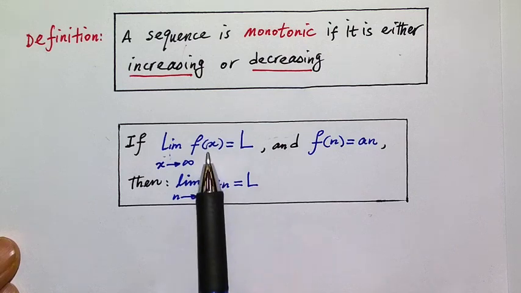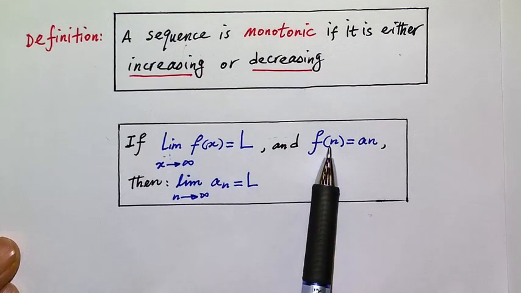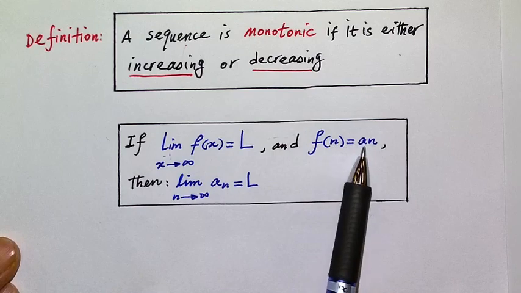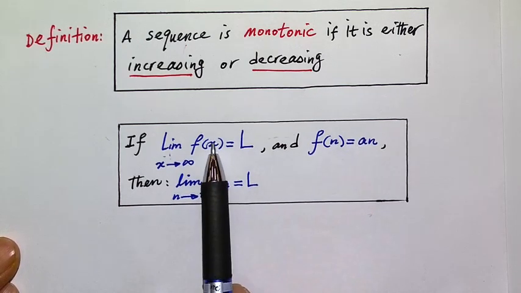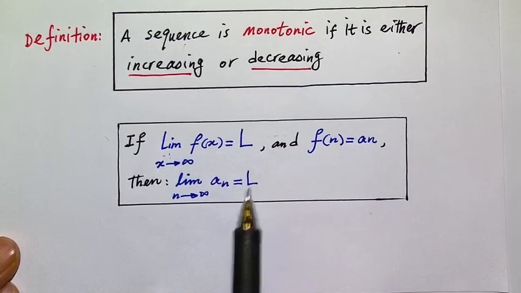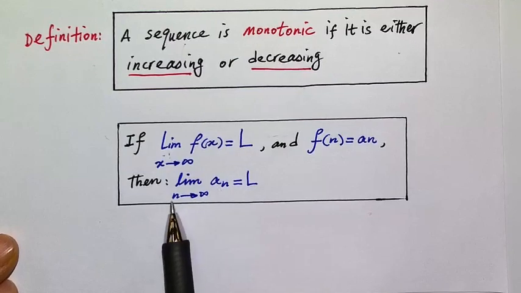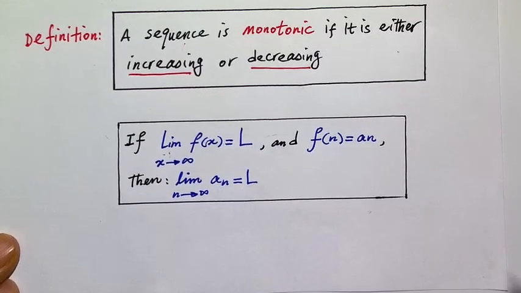Okay, so replace x with n. If you end up with a sequence, then the limit of the function as x approaches infinity is equal to the limit of the sequence as n goes to infinity.